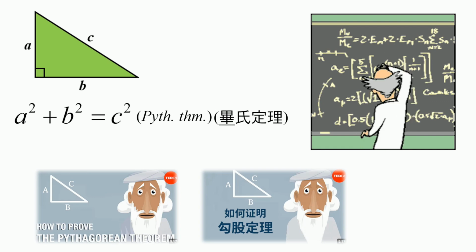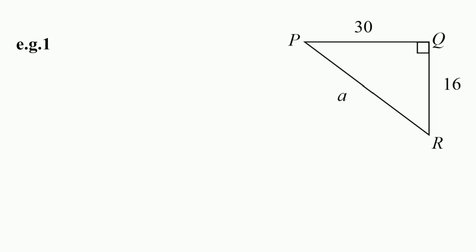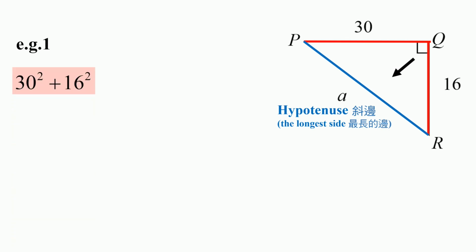Now let us try to use Pythagoras' theorem to find the unknowns inside these triangles. Here we have a triangle with sides 30, 16, and a. Here we need to find the value of a. First we need to identify the longest side of this triangle, the hypotenuse. And the hypotenuse is opposite to the right angle, which is a. The other two sides, 30 and 16, are the shorter sides.